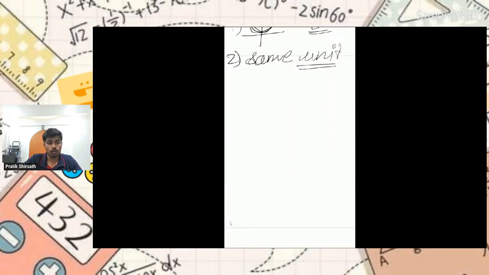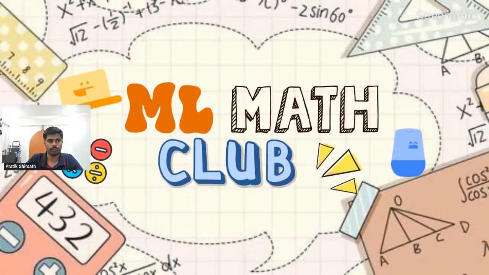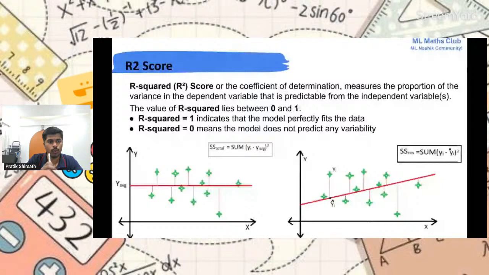Now let's move on to the last concept of today's session. This is the last concept, that is R2 square. Let us go by the definition. R squared score, or the coefficient of determination, measures the proportion of the variance in the dependent variable that is predicted from the independent variables.